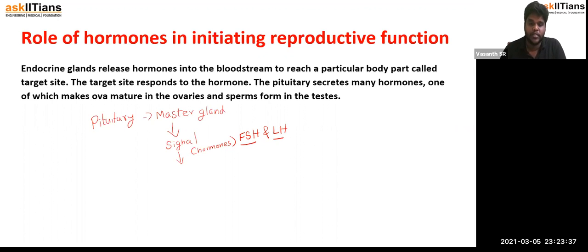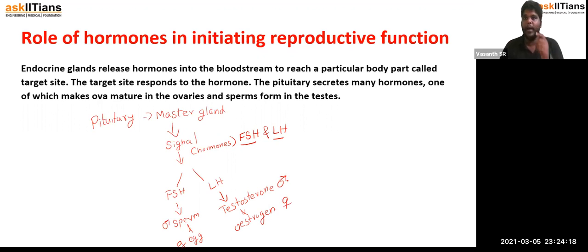That will stimulate, okay, the FSH will be stimulating formation of sperm in male and egg in female. Okay, I hope all of you understood this. So the luteinizing hormone will be resulting in formation of testosterone and estrogen in female.